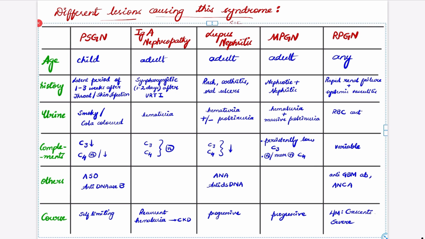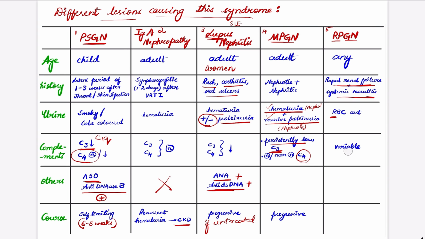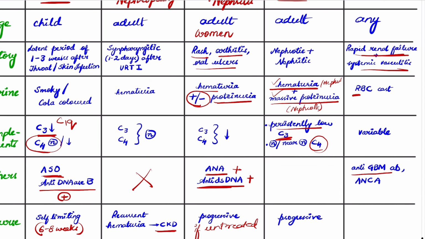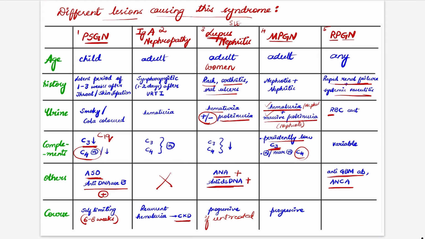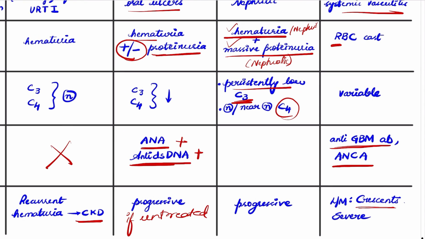Coming to the complements, they are variable. They can be normal, increased or decreased; any kind of picture can be seen. In antibody testing, anti-GBM antibody, that is anti-glomerular basement membrane antibody, and anti-neutrophil cytoplasmic antibodies are positive in this rapidly progressive disease. It has a worse prognosis and a severe course of illness, and light microscopy shows crescents, because extensive proliferation can form crescents in the glomeruli.